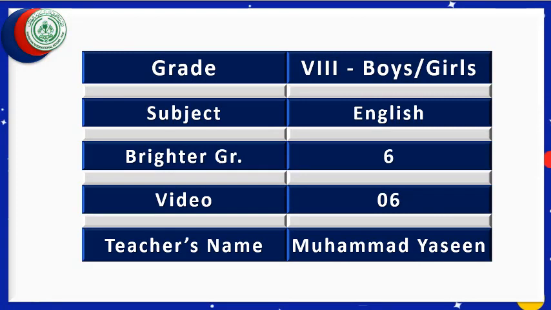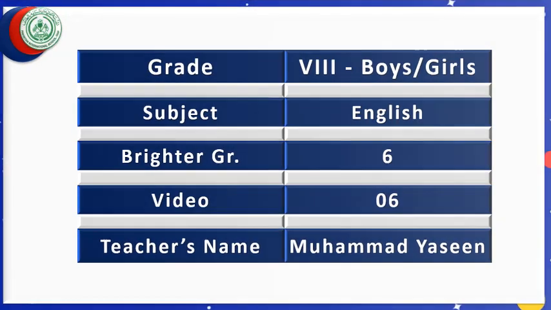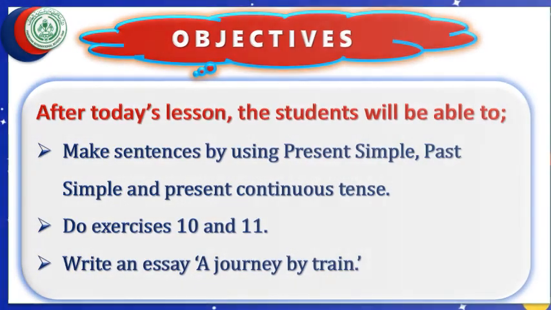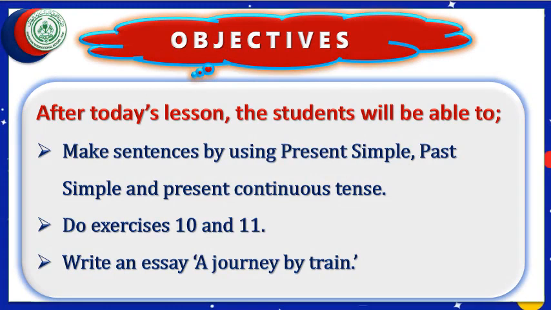We are doing Brighter Grammar. Today is our sixth lesson in class 8. After today's lesson, we shall be able to make sentences by using present simple, past simple, and present continuous tense. In our today's lesson, we shall learn to do exercise 10 and 11. At the same time, we shall learn to write an essay. The topic is A Journey by Train.